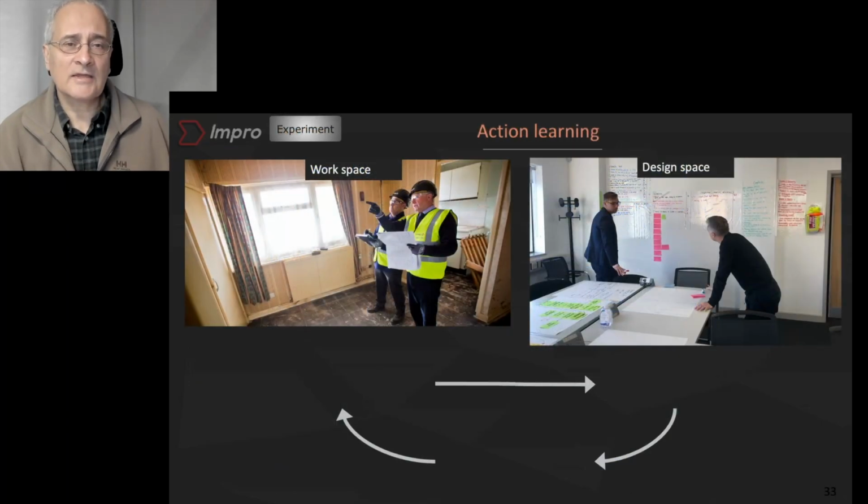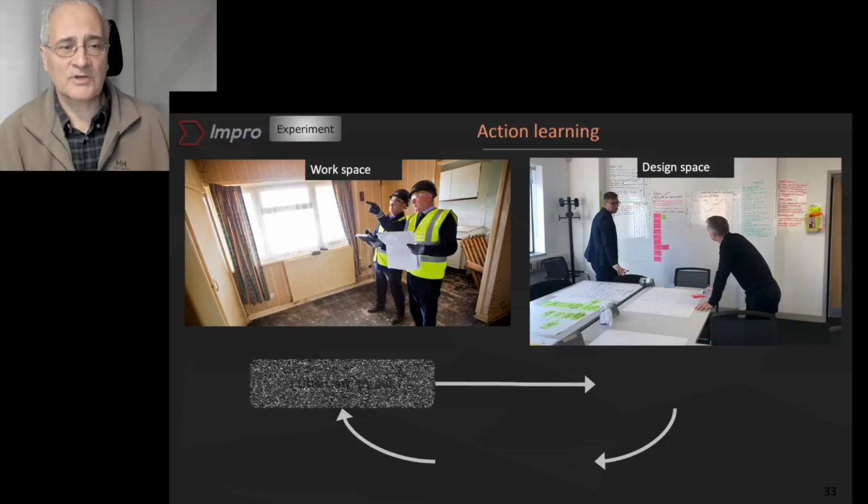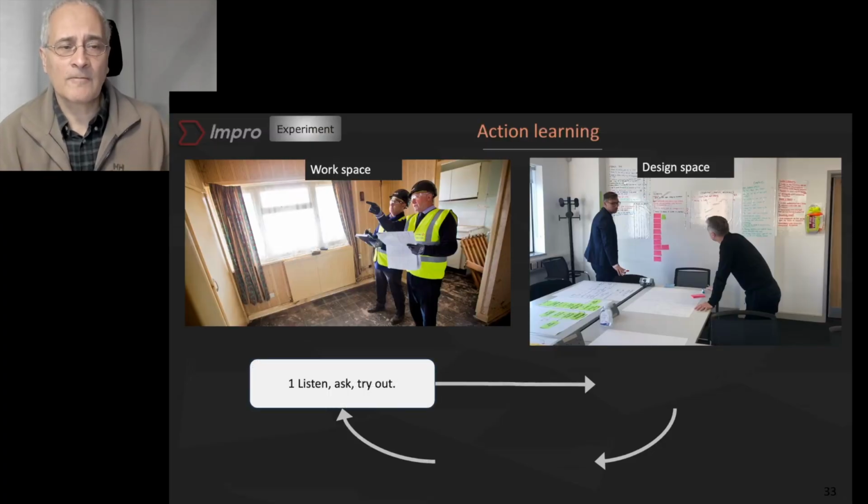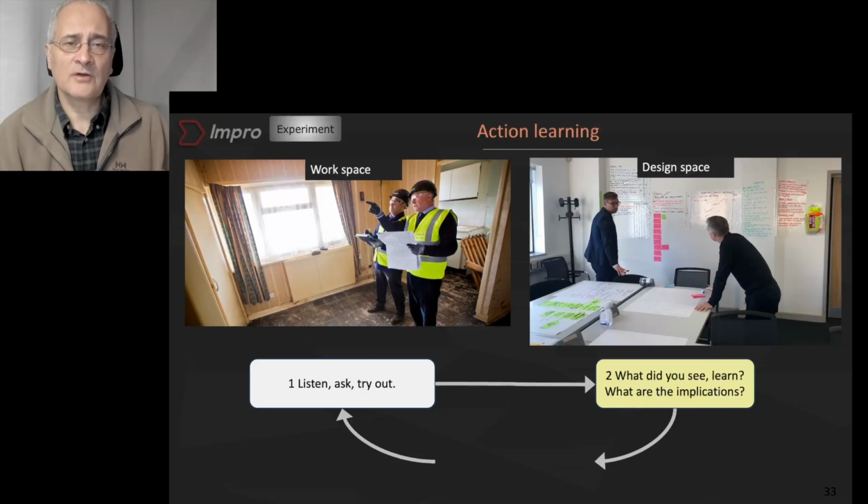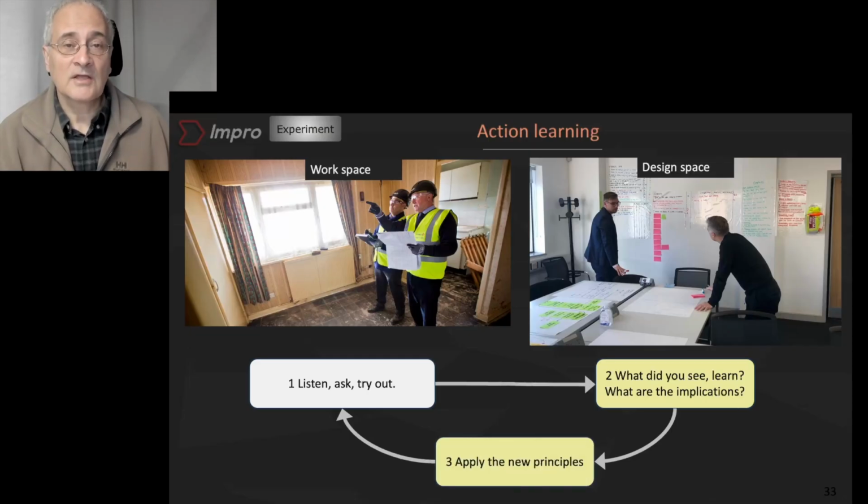And the way that we did this is that we would go first and listen to people, and we'd try different things out with each individual person, and then we would come back into the room and we would say to ourselves, what did we see, what did we learn, what are the implications for what happened when we tried these things out. And we did this as a whole team, and then we apply the new principles again, and we go round again and again and again. And this was a cycle of action learning that helped us to understand what worked and what didn't work.